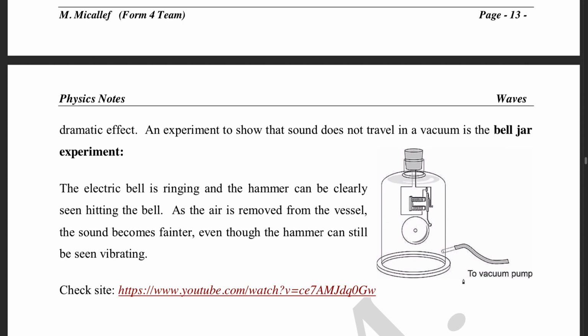But then this bell jar is connected to a vacuum pump. Basically what this does is it removes all of the air from the bell jar. And as more and more air is removed from the bell jar, the sound becomes fainter and fainter. But if we look at the hammer, it is still moving up and down and still hitting the bell. However, there is no sound to be heard. If we follow this link, we will be able to see somebody carrying out this experiment.